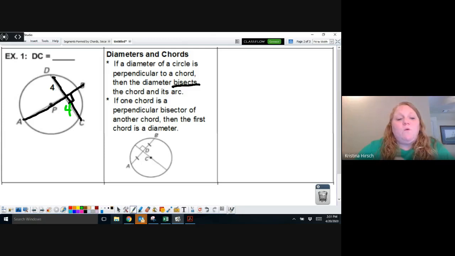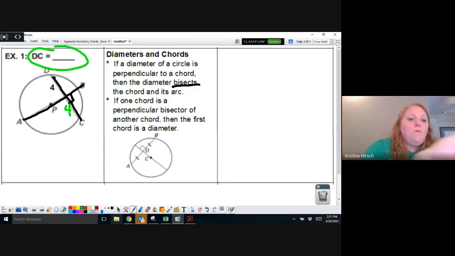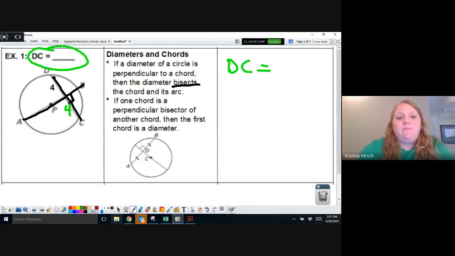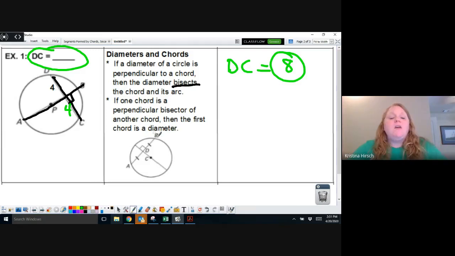All right, so in the example, it's asking what is the measure of DC? Well, DC would have to be 8 because 4 plus 4 is 8. Now, on the flip side of that, it does tell us as well that if one chord is a perpendicular bisector of another chord, then you know that the first chord has to be a diameter. All right, so those are some things that will pop up in some of your practice problems.